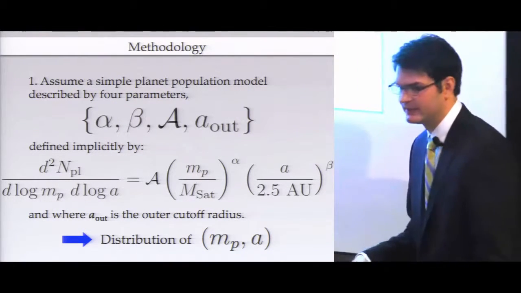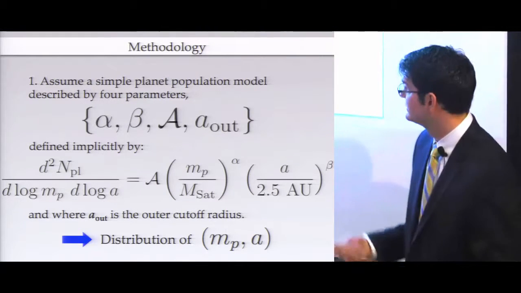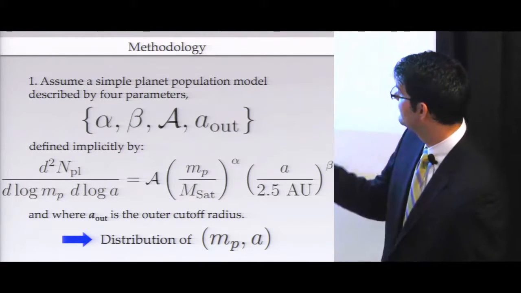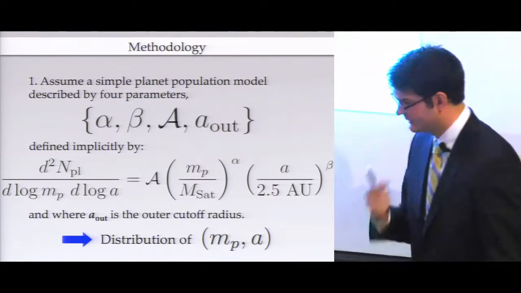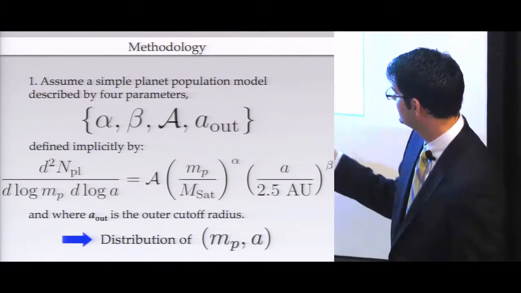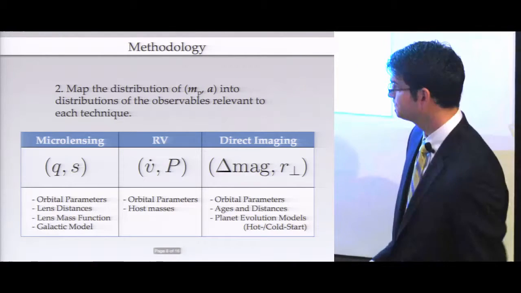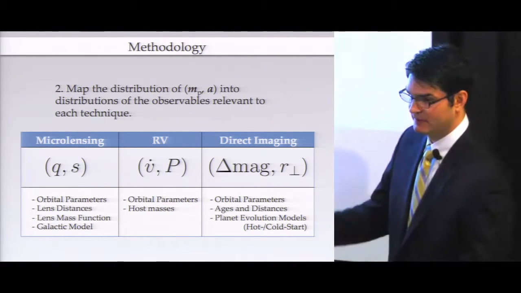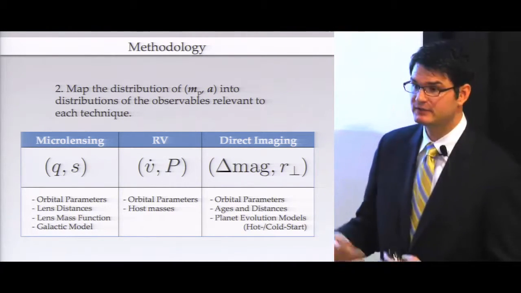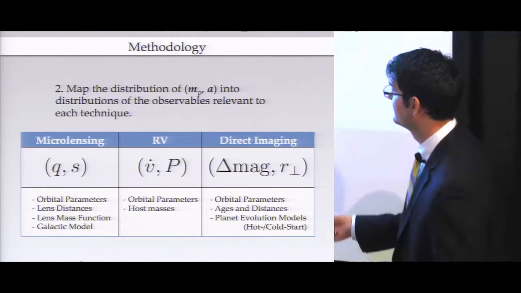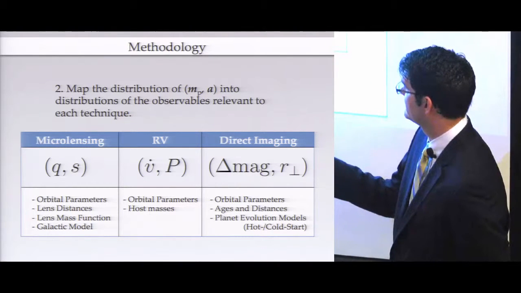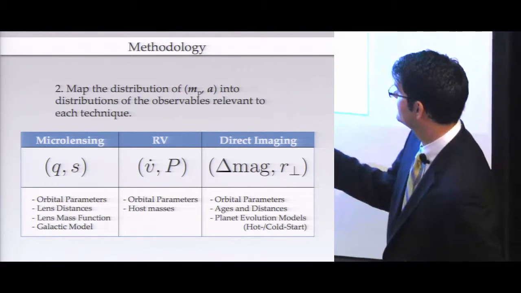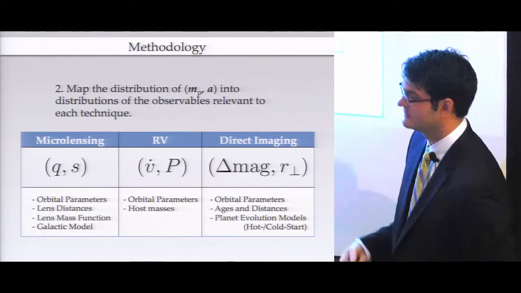And so we start out by generating random values of these parameters and generating a population of planets from this distribution function, which gives us a set of planets that are now described by masses and semi-major axes. The next step is to map these properties into the observables relevant to each of the techniques to which we compare. For microlensing, this means we need to get a planet-to-star mass ratio, q, and a projected separation in units of the Einstein radius, s.